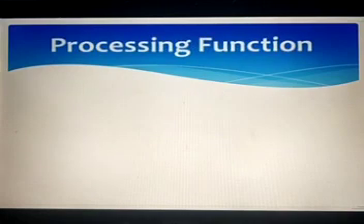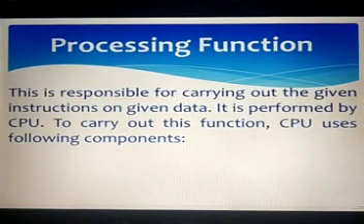The third one is processing function. This is responsible for carrying out the given instruction on given data. It is performed by the CPU. CPU, the full form is Central Processing Unit. To carry out these functions, the CPU uses the following components.